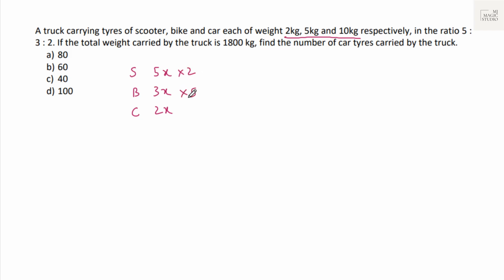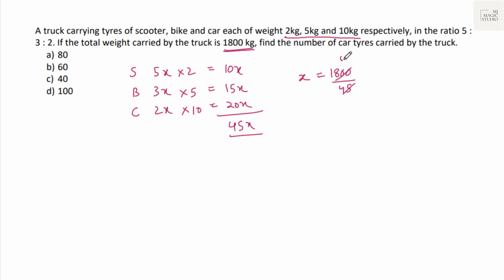So if we multiply them by the individual tire weights, the total weight of scooter tires would be 10x, bike tires 15x and car tires 20x. Total is 45x, and it is given that the total weight carried by the truck is 1800 kg. That means the value of x is 1800 by 45. 45 times 4 is 180, so x is 40. Now find the number of car tires carried by the truck.